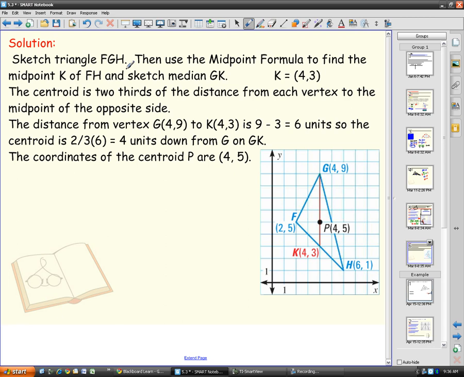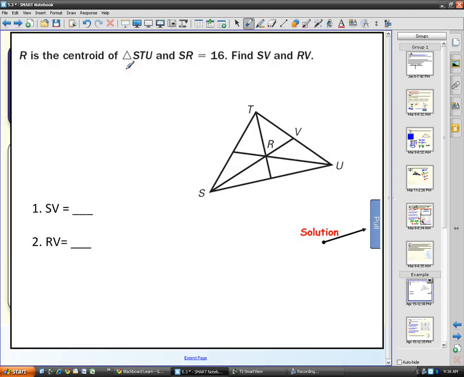Alright, so now we're going to talk about the centroid here, and it says R is the centroid of triangle STU, and SR is 16, so find SV and RV. Okay. And RV is not the school just around the neighborhood. We're trying to find the length of RV. Alright, so RS is 16.